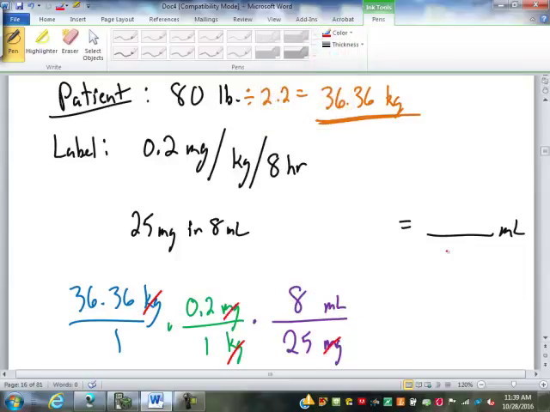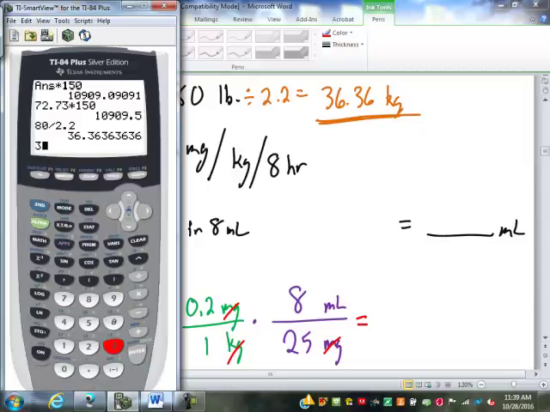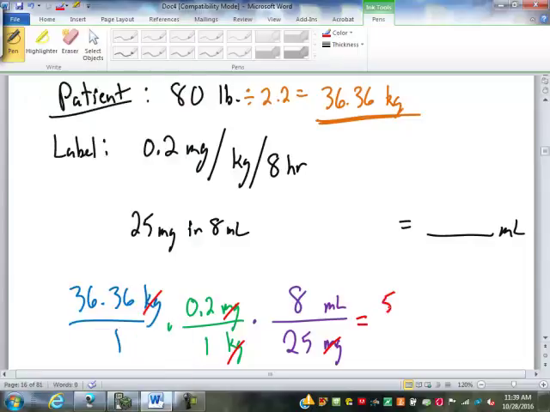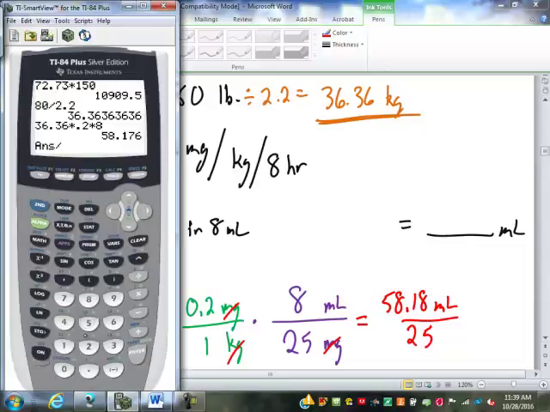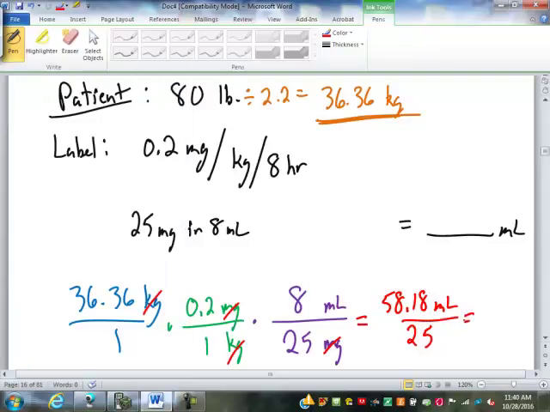So the milligrams cancel out. So now what we have on top, 36.36. I'll go ahead and type it back in so we don't get the round off here. Times 0.2 times 8 is 58.17, 58.18 milliliters over 25. So we're going to divide by 25. That's 2.33 milliliters.